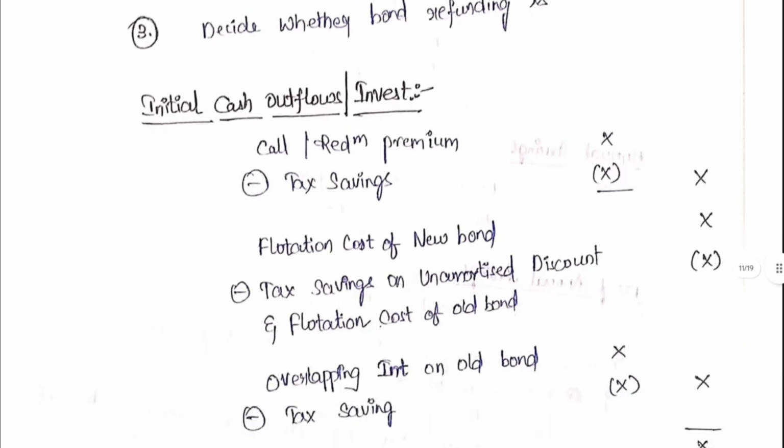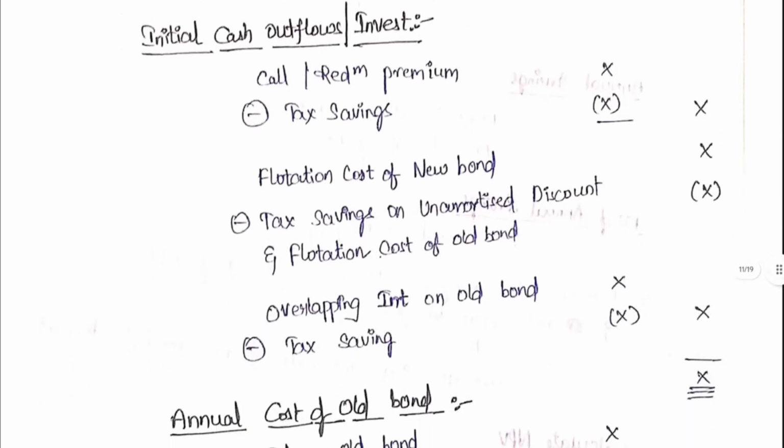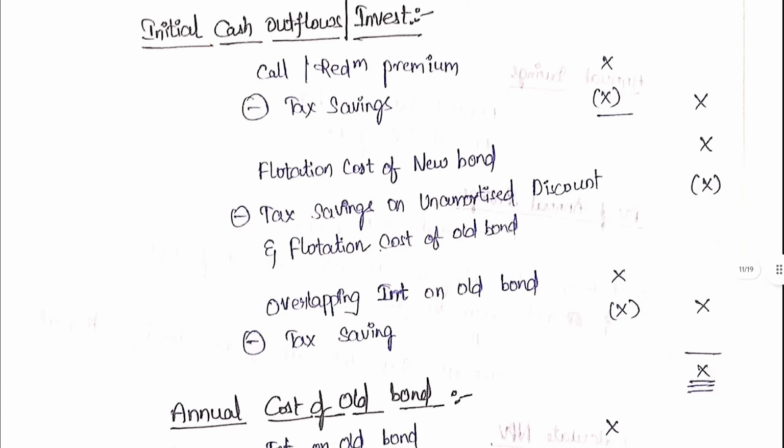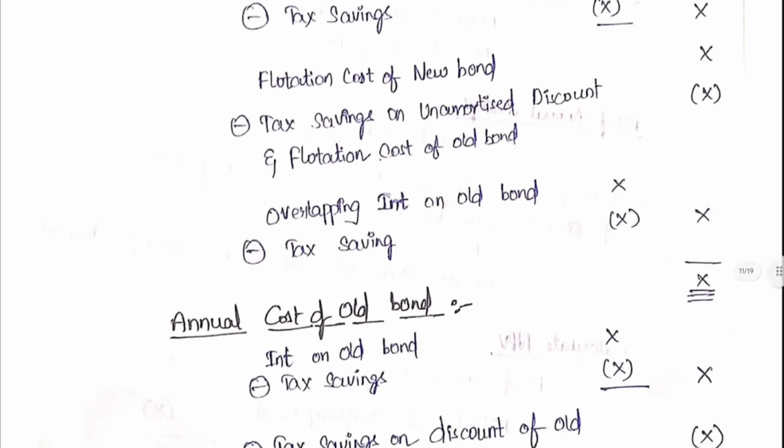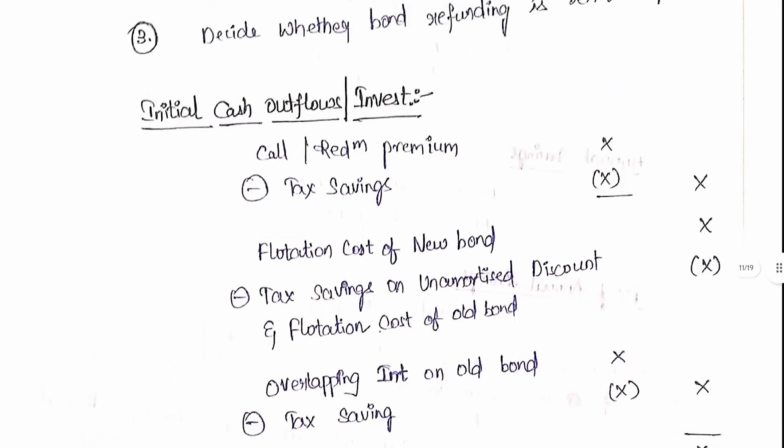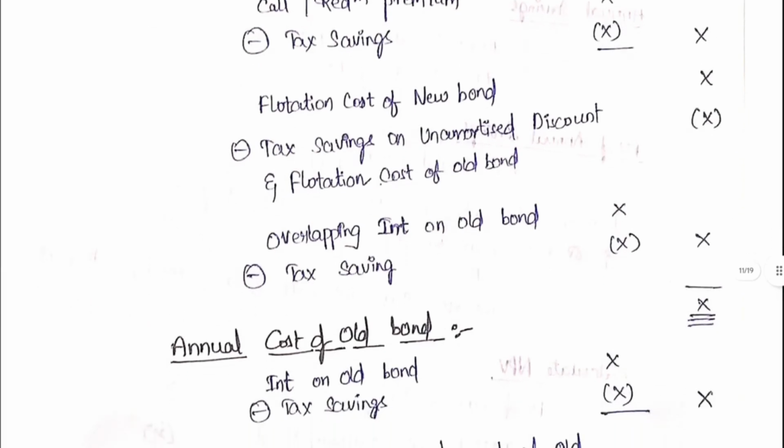First one, initial cash outflows or investment. Call or redemption premium less tax savings gives flotation cost of the new bond. Less tax savings on unamortized discount and flotation cost of the old bond. Next, overlapping interest on old bond less tax savings. We will get the initial cash outflow or investment.